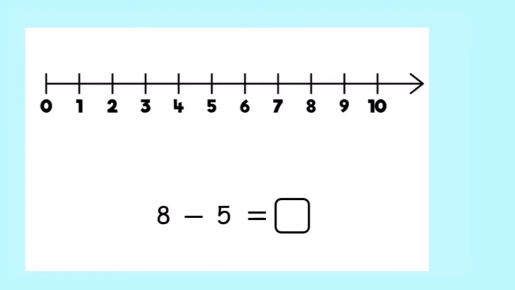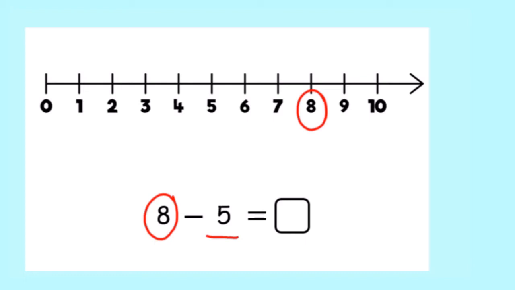Now you're starting to remember what we need to do. Our number sentence is 8 subtract 5 equals blank. Which number do I need to start on? You're right, I need to start on 8, the number at the start of the number sentence. So I'm going to start at 8. But how many jumps am I going to make? How do I know? Look at the number sentence. It says 8 subtract 5. So I need to subtract 5.